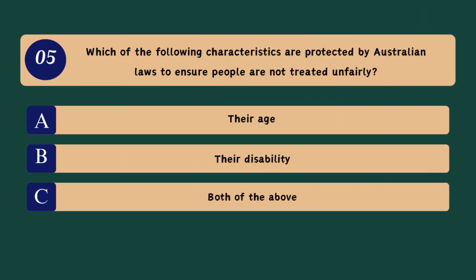Question 5. Which of the following characteristics are protected by Australian laws to ensure people are not treated unfairly? A. Their age, B. Their disability, C. Both of the above.